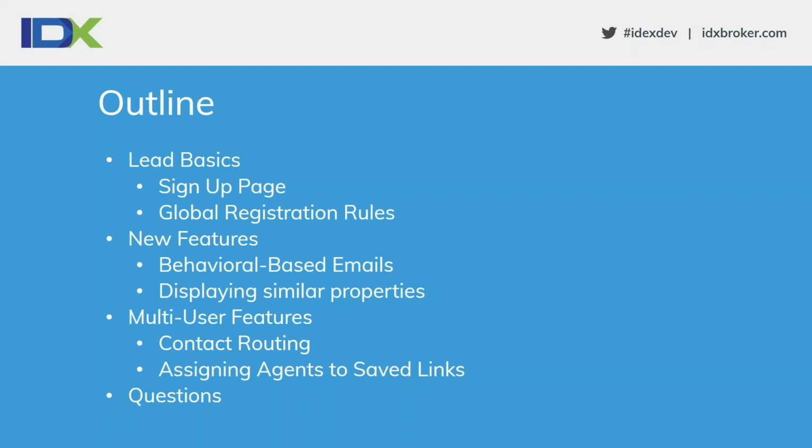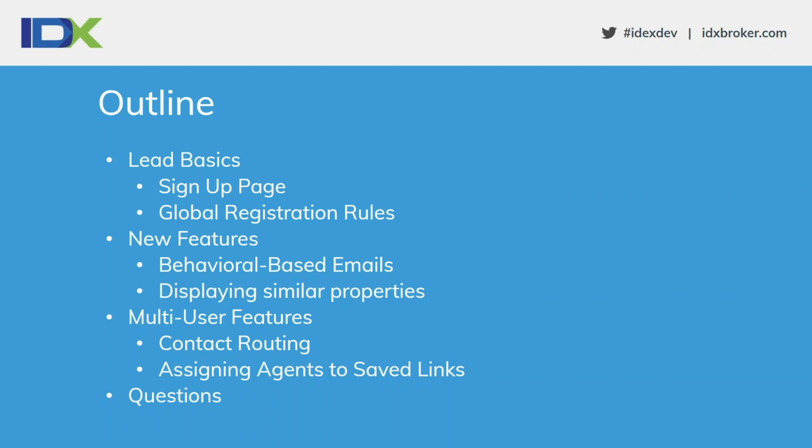This may be just stuff you've already covered before. From there, we're going to lead into some of the new features that we've added. We're going to talk about behavioral-based emails. To explain what that means, these will be emails that IDX Broker sends out to leads that you have captured, but who may not have any saved searches or saved properties. These are things the system is automatically sending out. Then we're also going to cover how you can display similar properties on your details pages. When someone does a search and finds a property, they can scroll to the bottom of the listing information, and related properties will display there.